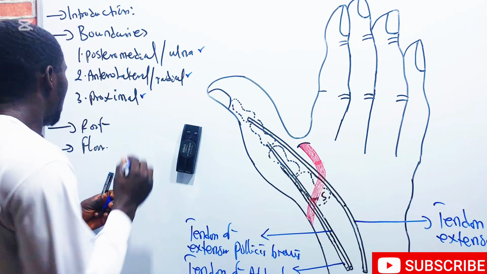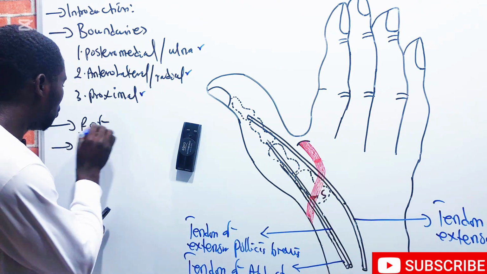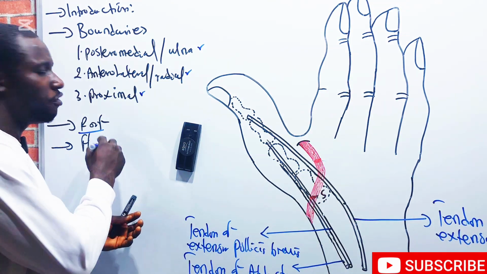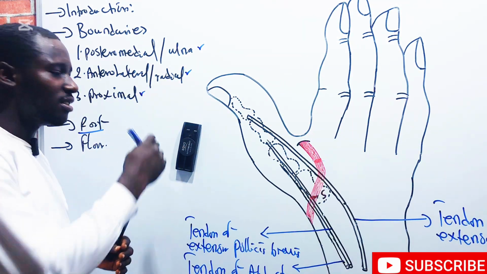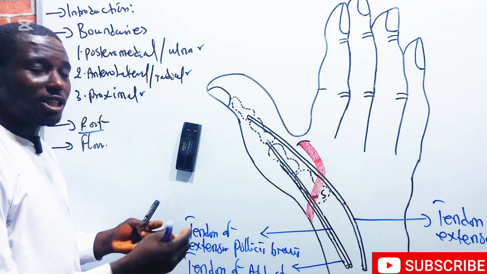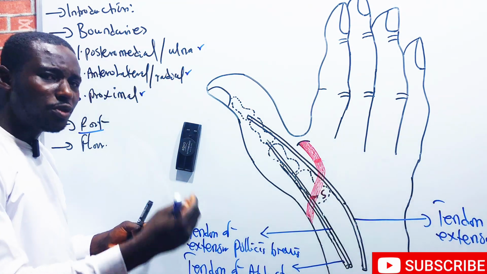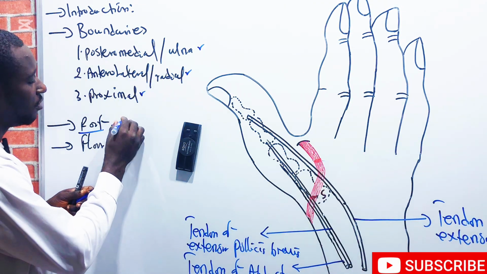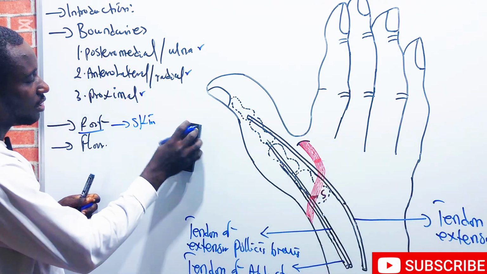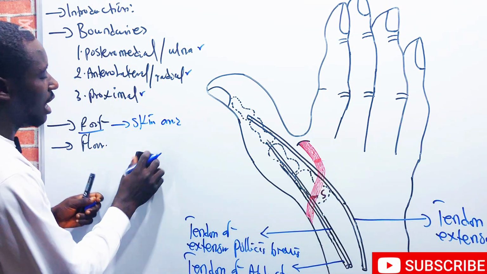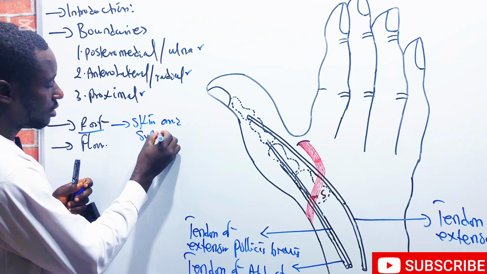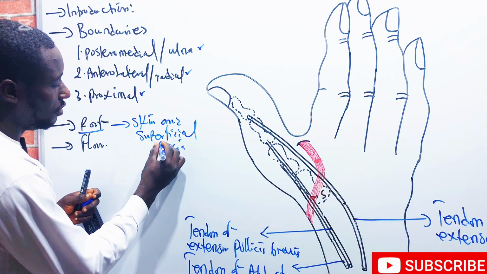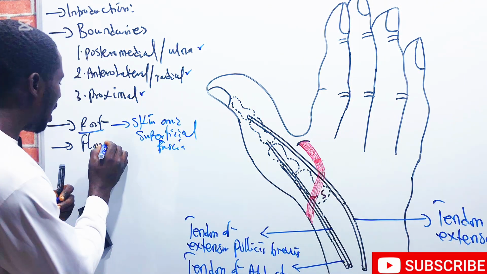Now let's delve into the roof. It's a space, so it must have a roof and a floor. A roof is something that covers it, that overlies it. The structures that form the roof are the skin and the superficial fascia. Okay, now the floor.